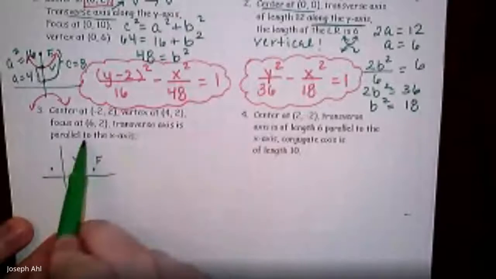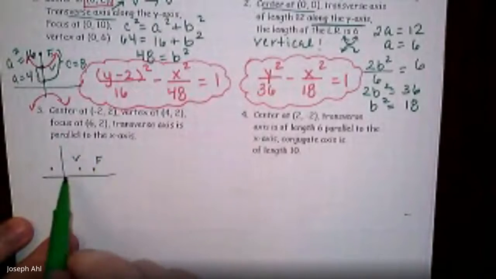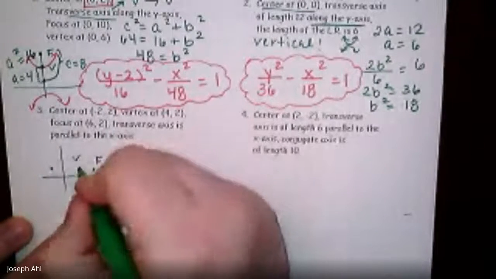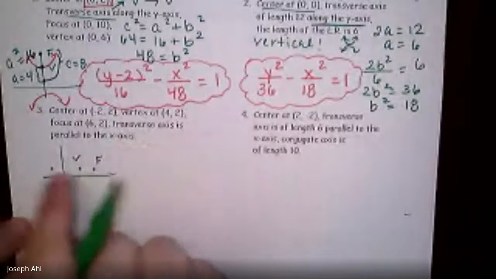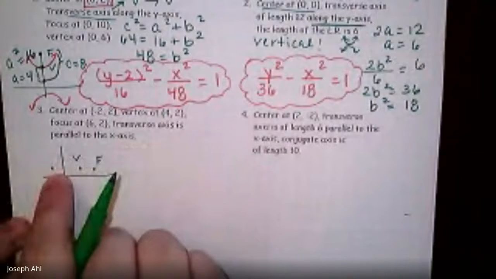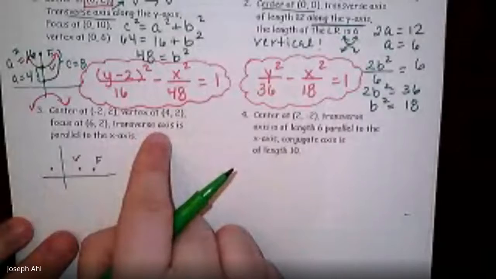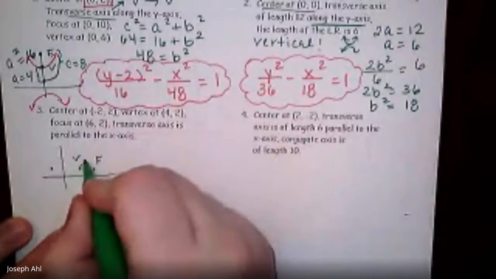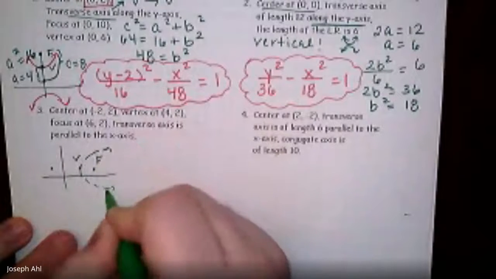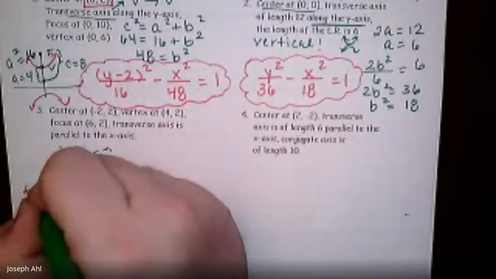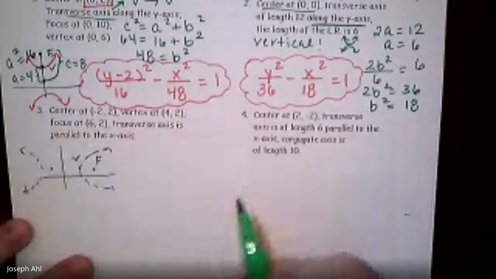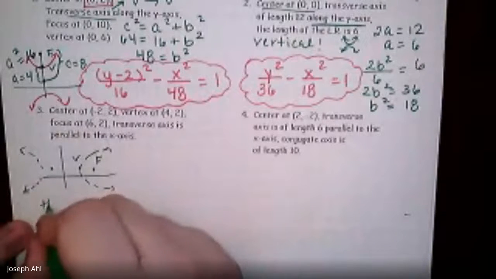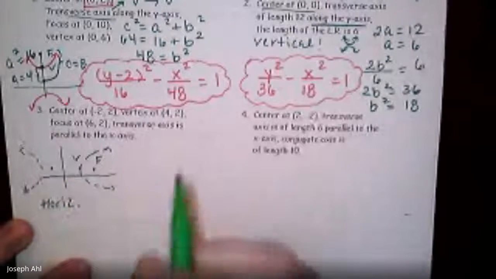That transverse axis being parallel to the x-axis, I don't even really need that because I can tell that the vertices are going to be going left and right of the center. So it's fine that they gave that info to me, but again, just like in number 1, that last piece of info wasn't really necessary. I already know based on where the vertex and focus are located that this is going to open up to the left and to the right. So it's horizontal. All right, we know it's horizontal.